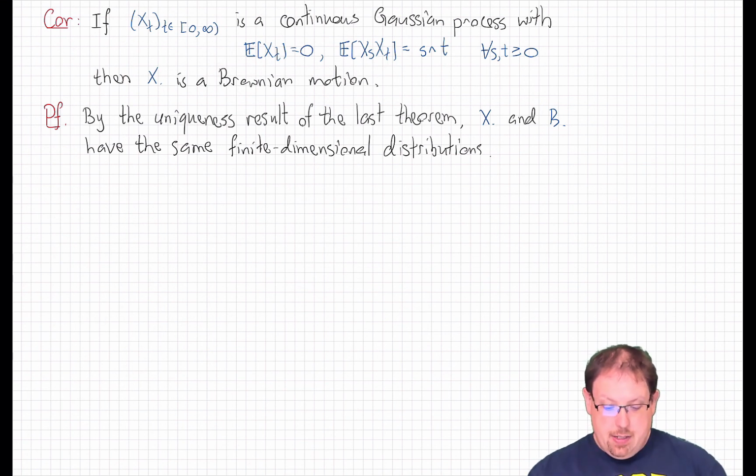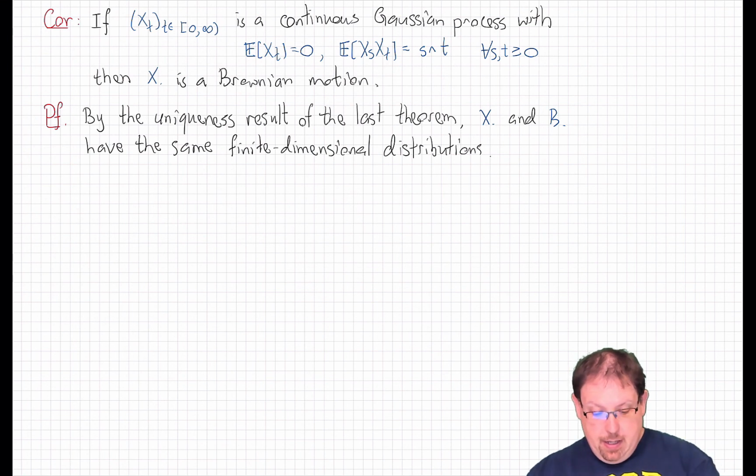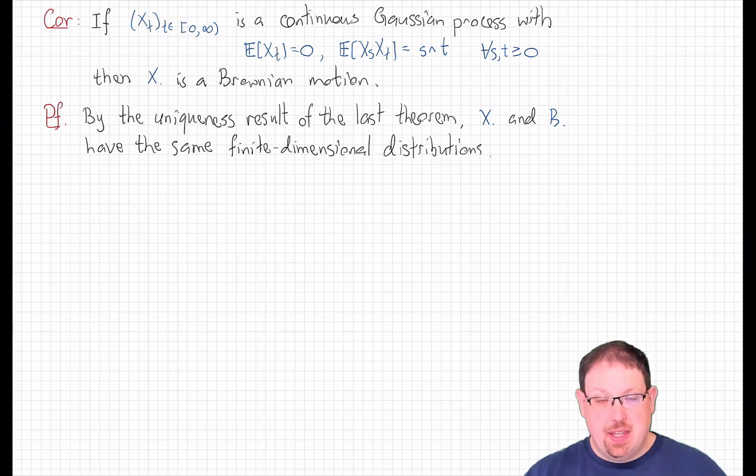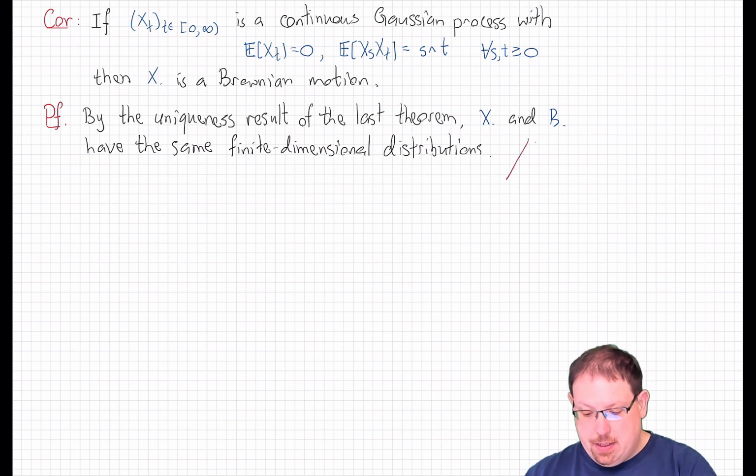And the reason is, from the uniqueness result of the last theorem, since xt and bt are two Gaussian processes that have the same mean and covariance, it follows that they have the same finite dimensional distributions. But that means that x is a pre-Brownian motion. It's also a continuous process by construction, and so that means it's a continuous pre-Brownian motion, i.e. it is a Brownian motion.